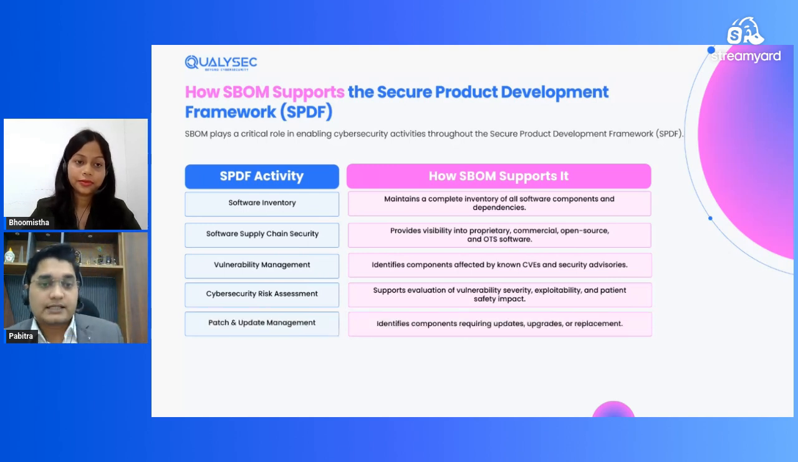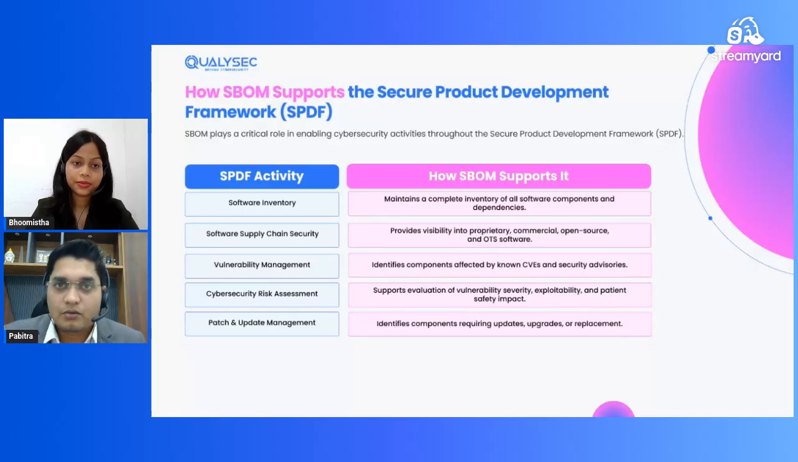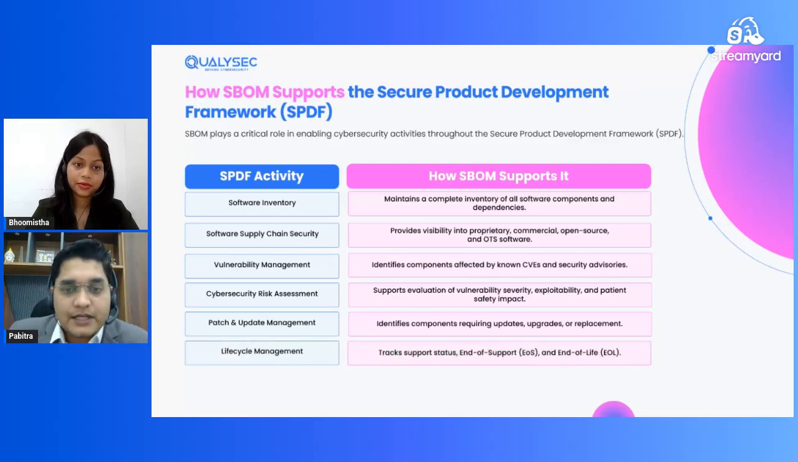Next, patch and update management. Since we know these are the component versions we are using, we know what the latest version is and whether we can patch, update, or upgrade it. So to make a secure decision, SBOM helps us. Next, life cycle management. Since we have this component list, we know which particular component is going to reach end of life or end of support. Accordingly, we have to prepare our controls.